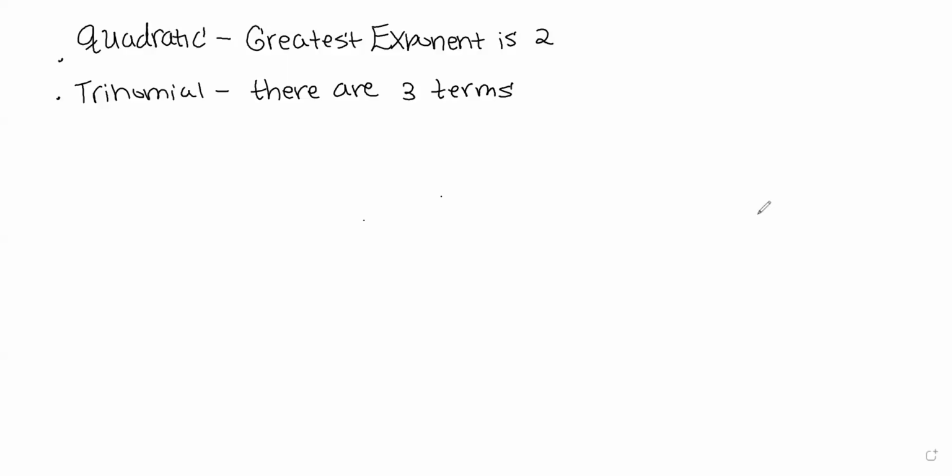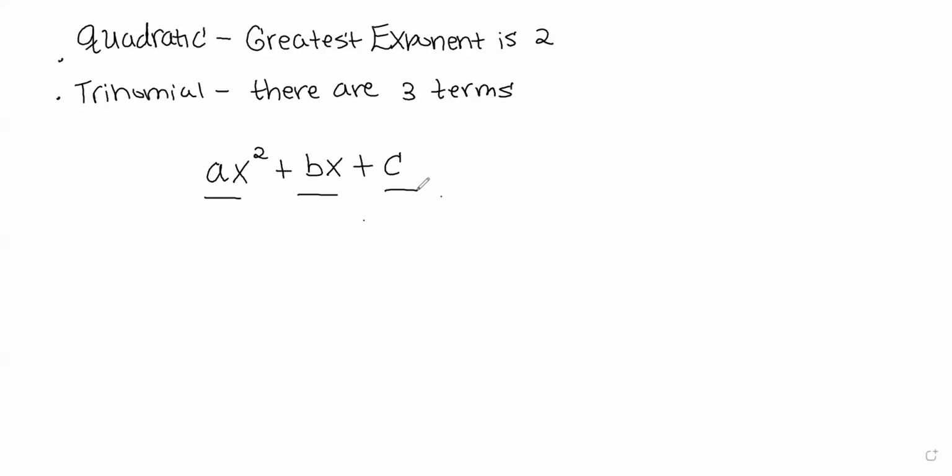Let's look at factoring trinomials. A trinomial usually takes the form ax squared plus bx plus c. Now, this is a trinomial because there's three terms, 1, 2, 3. Those are the number of quantities between the plus or minus signs.